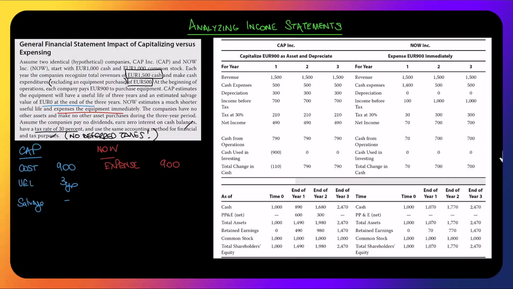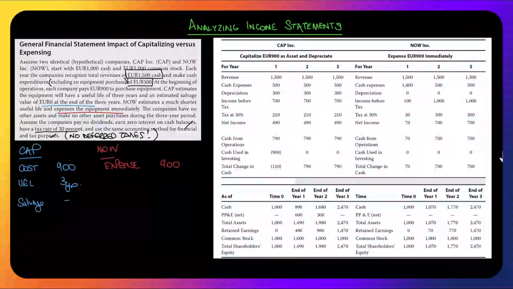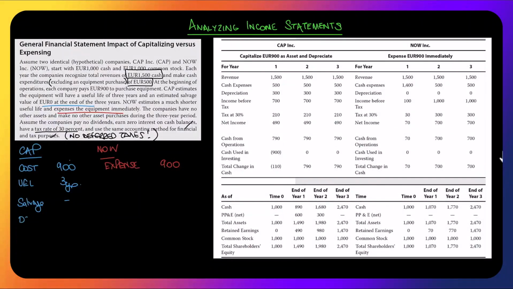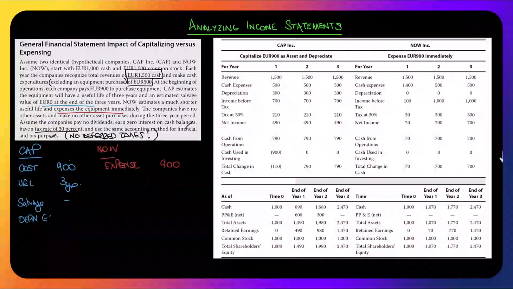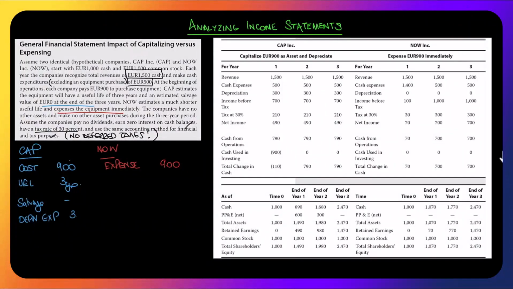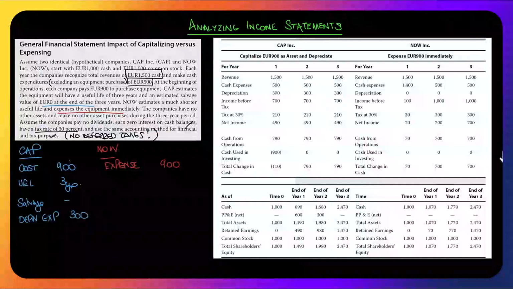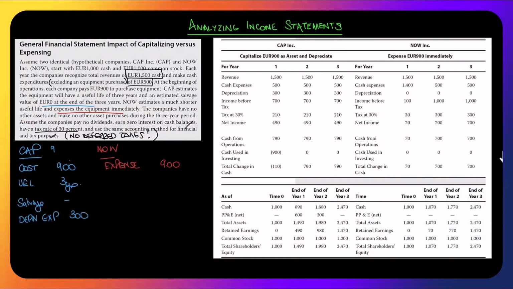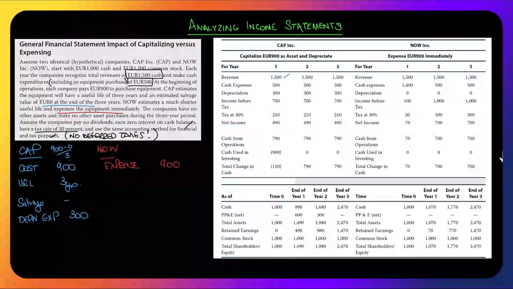We have an asset that costs 900, lasting 3 years with no salvage value. Depreciation expense each year, let's assume straight line, will therefore be 300. You know from your pre-reads, cost less salvage over useful economic life. What does that translate to? Let's start with the income statement. Revenue is the 1,500 of cash.